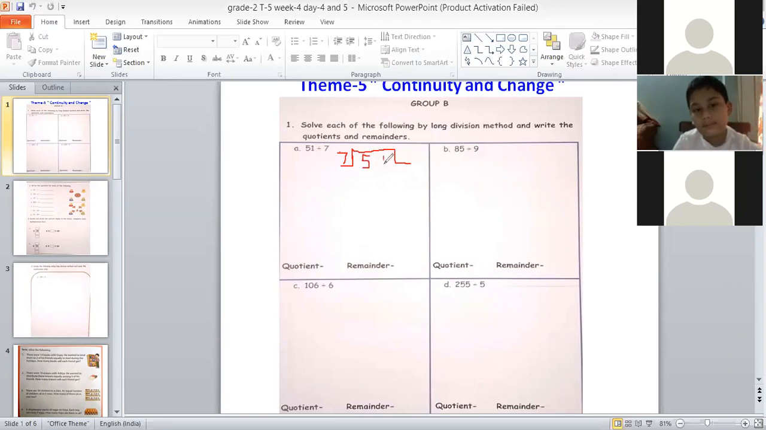Right. Now, Akshay, tell me, we will take 5 and 1 together or we will take only 5 at a time? We will take 5 and 1 together, ma'am. Yes, we will take here 5 and 1 together, children. We will not take 5 here because if you compare the first digit, that is 5, with the outside number, which is 7, right?